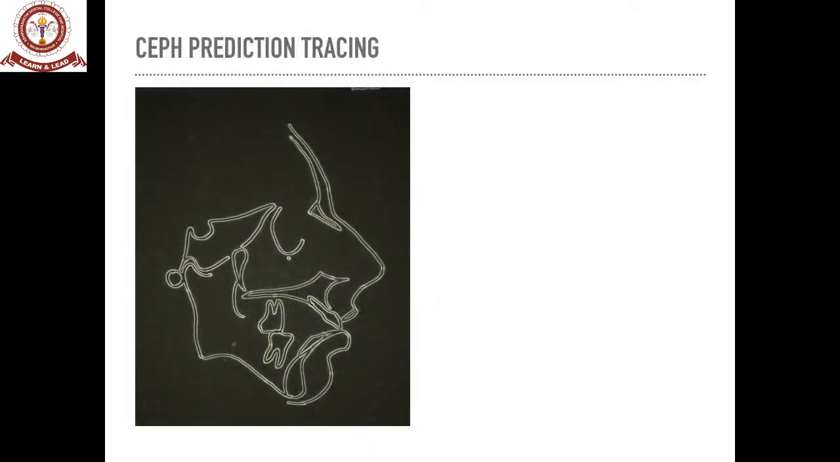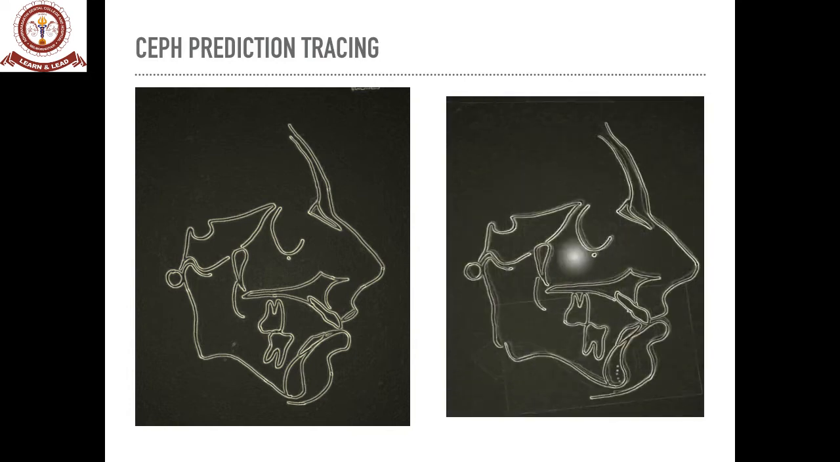Something called a ceph prediction tracing. We draw the outline of the soft tissue, we draw the outline of the bone, and then imagine that in this particular patient the maxilla is deficient or the mandible is deficient. So what we do is cut only the maxilla and slightly move it forward along with the soft tissue. And if the mandible is deficient, we cut the mandible and slightly move it forward to get the desired occlusion and desired soft tissue corrections. So we do a prediction tracing in the cephalometric sheets.